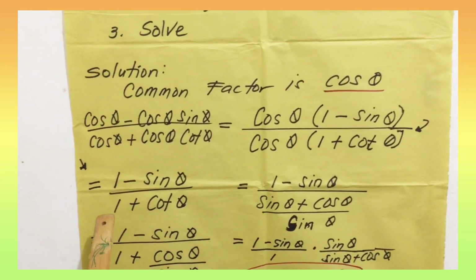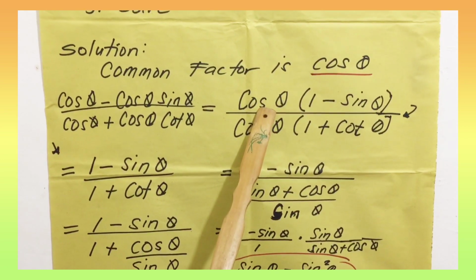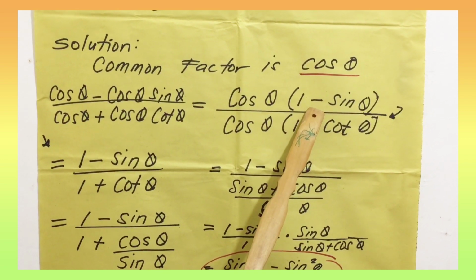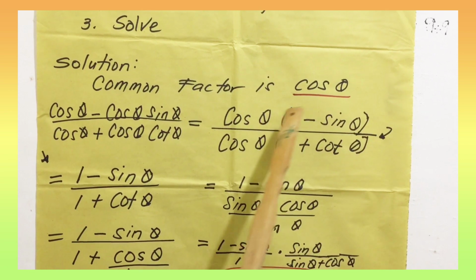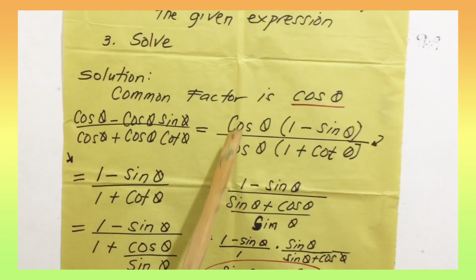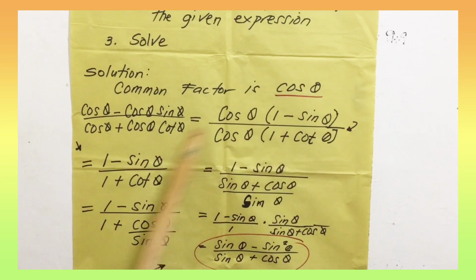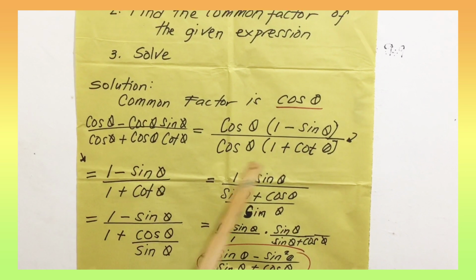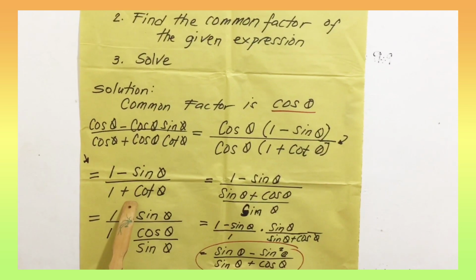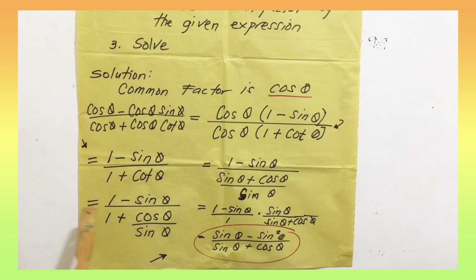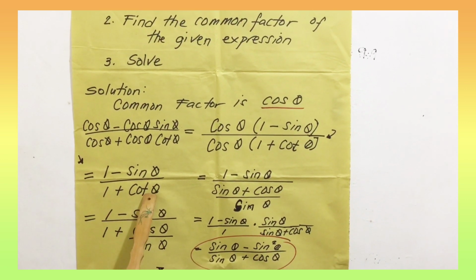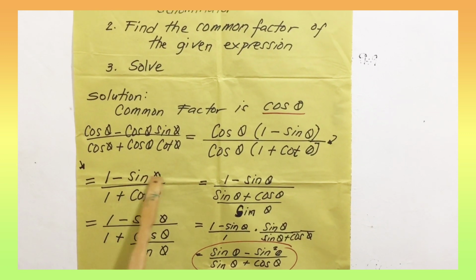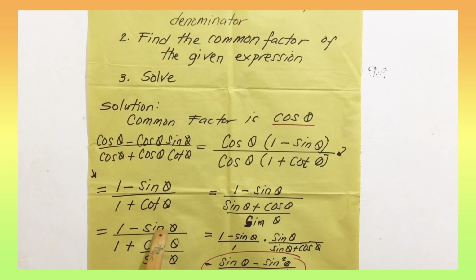We're going to simplify. So cos theta times 1 minus sine theta, we're going to cancel these two, cos theta and cos theta. So what remains is only 1 minus sine theta over 1 plus cotangent theta. Here is now our answer. And then next, we're going to simplify 1 plus cotangent theta, and 1 minus sine theta is the same, we just copy.